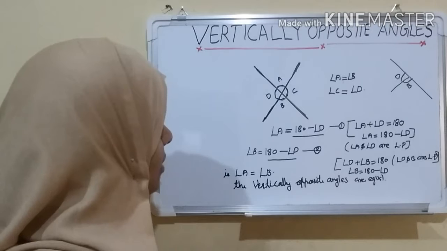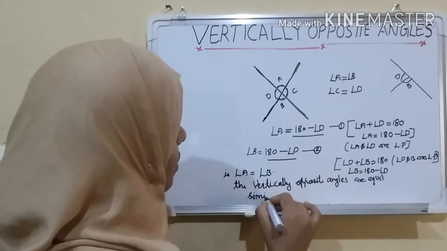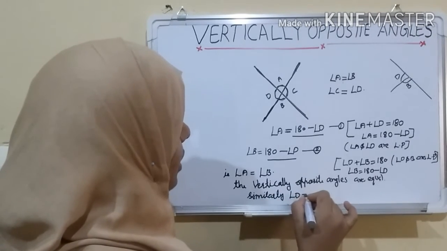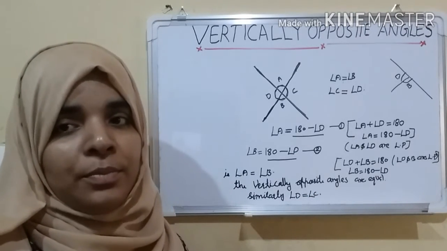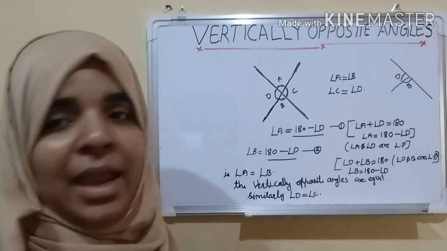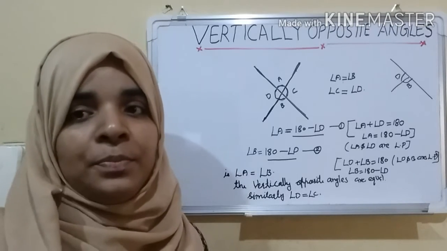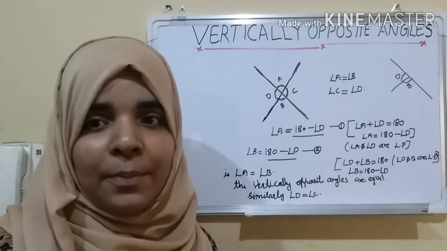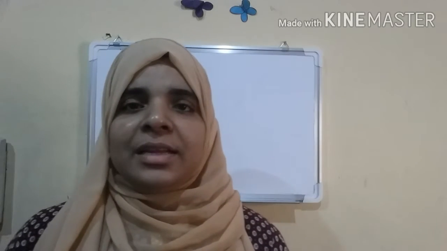So, we can write here, similarly, we don't need to prove this one, okay? Similarly, angle D equal to angle C. Understood? So, we can say that angle A and angle B are equal and angle C and angle D are equal. That means, if two lines intersect, then their opposite angles, vertically opposite angles are always equal. Understood? So let us understand the vertically opposite angles through one good example.